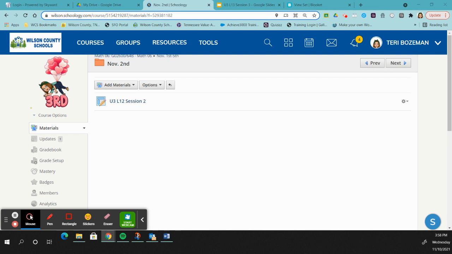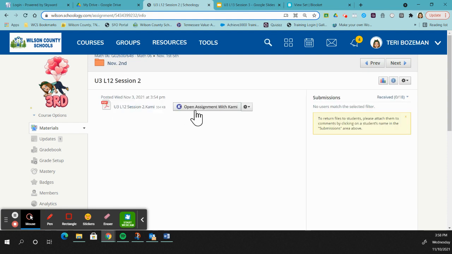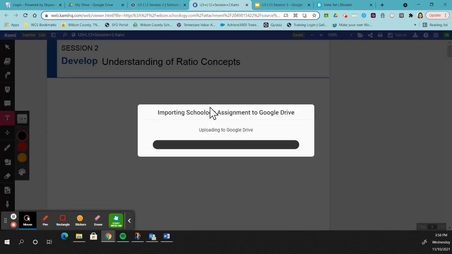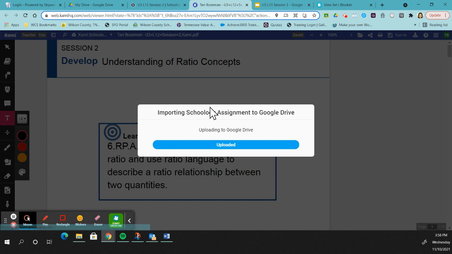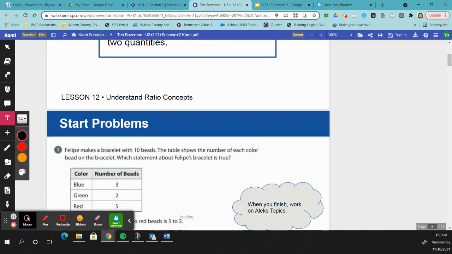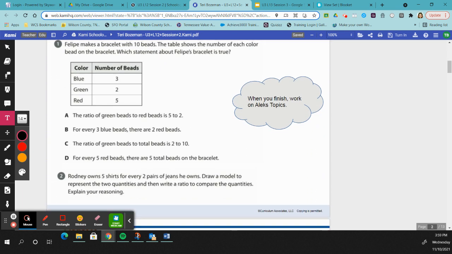In today's math lesson, we will be going over Unit 3, Lesson 12, Session 2. In Schoology, it is in your November 2nd folder. Remember to open the assignment with Cami, or you can write on it. So we are covering again ratios and understanding how to find ratios.